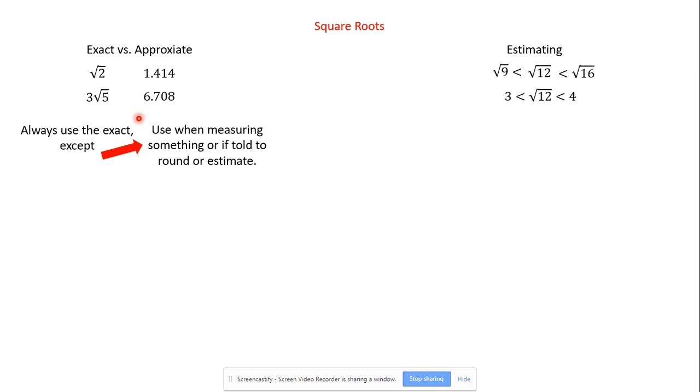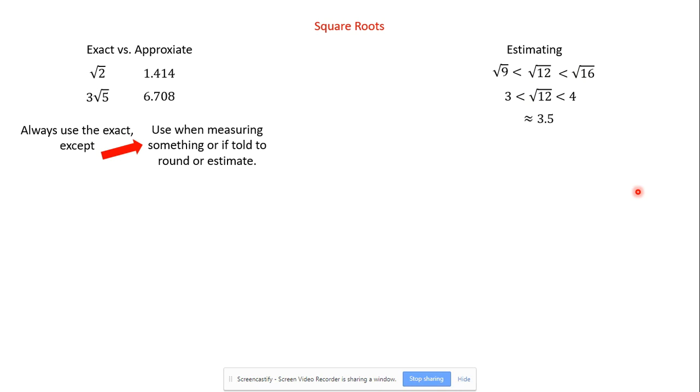Those numbers all look like 3 point something. We just need to think, well, 3 point what? About how far in between these is 12? In between 9 and 16. It's about halfway in between 9 and 16, so about 3.5-ish would be a good estimate.